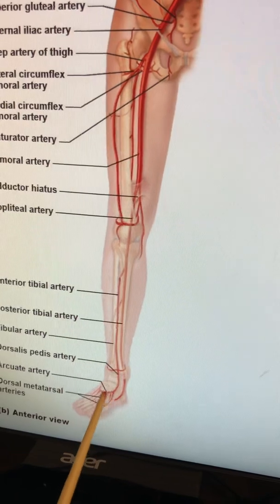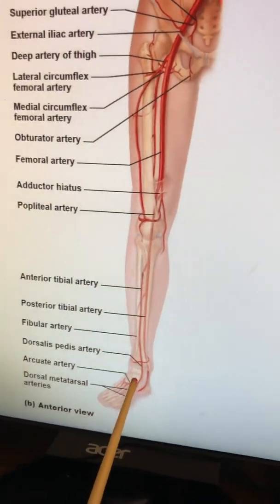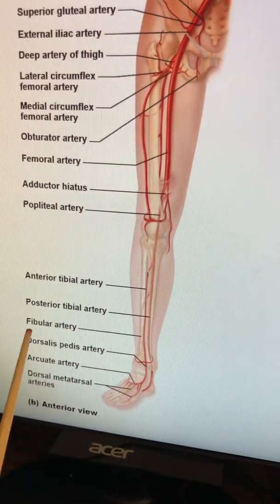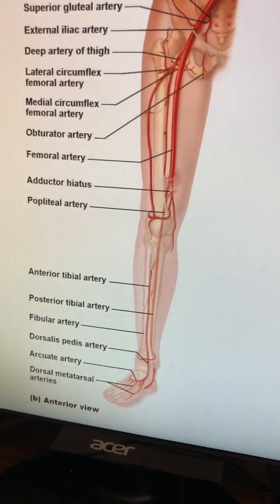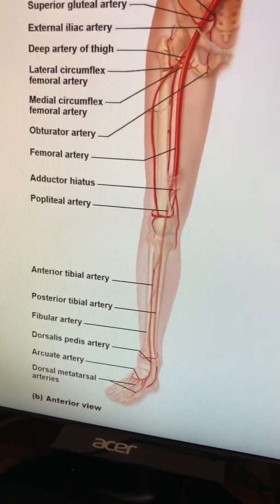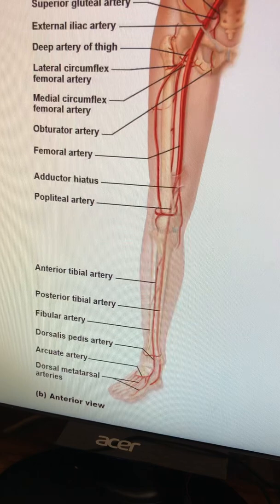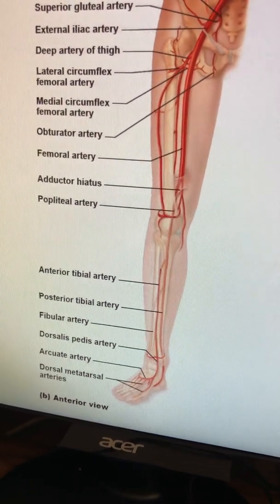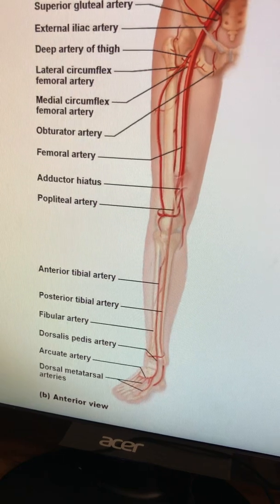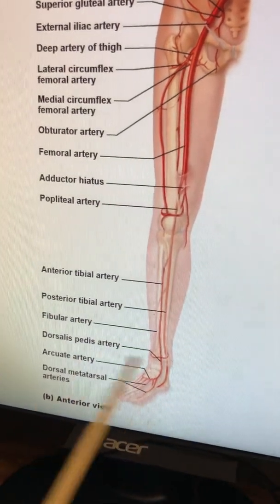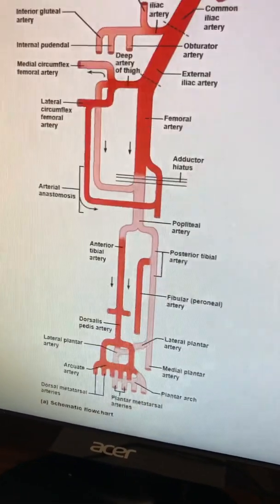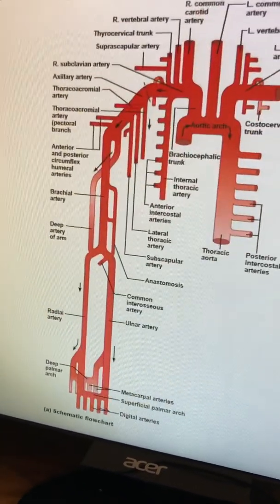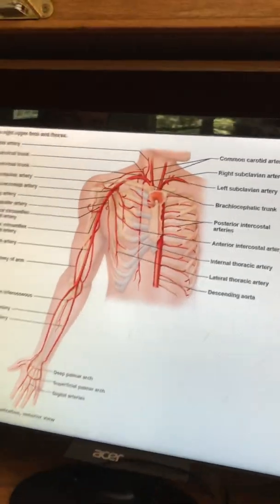And then finally, you would have the bend of your ankle, and that would be called the dorsalis pedis, where you could palpate someone's pulse down there to see if they have good blood flow. So that's the lower extremities, and they're the same for both the left and the right side. If I go back up to the upper extremities, let me do it here.